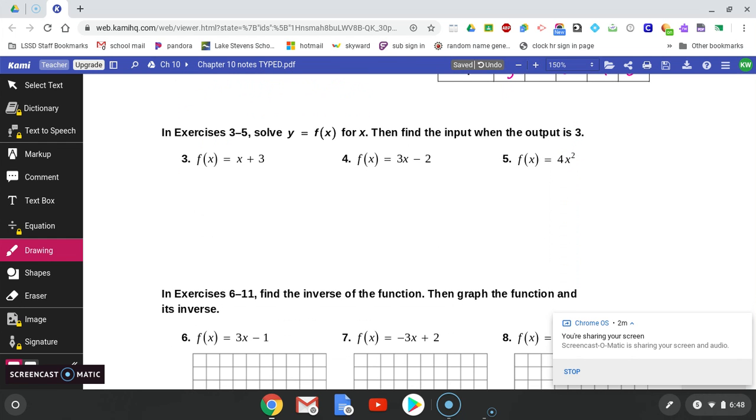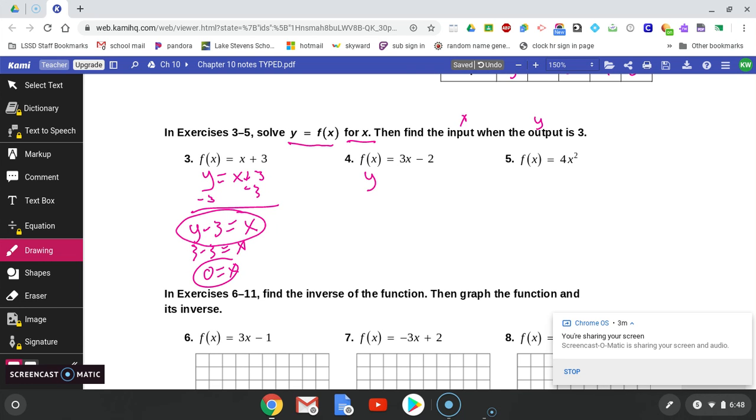Okay, so in 3 through 5, it says solve y equals f of x, which means replace f of x with a y. And then it says solve it for x. So now I want to get x by itself. So all I have to do is subtract the 3 from both sides, and I have y minus 3 is equal to x. Then it says to find the input, so find x when the output, or when y, is 3. So if I plug in a 3, I get that x is 0. So those are the 2 things it asked me to find. So go ahead and try number 4 and number 5.